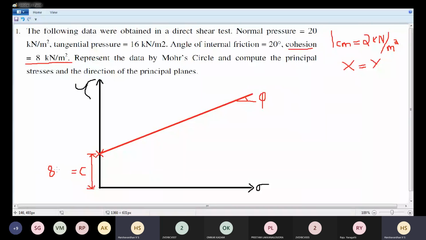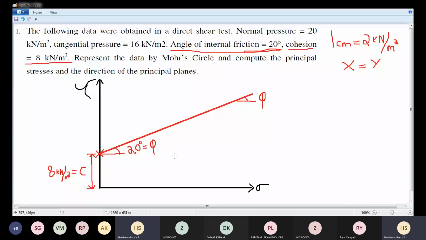I'll mark the point. Next, after marking the point, I have to draw the strength envelope. So I'll hold the protractor. I need the protractor also. At an angle of internal friction of 20 degrees, I'll draw this line. Okay, so this is my Mohr envelope or strength envelope.